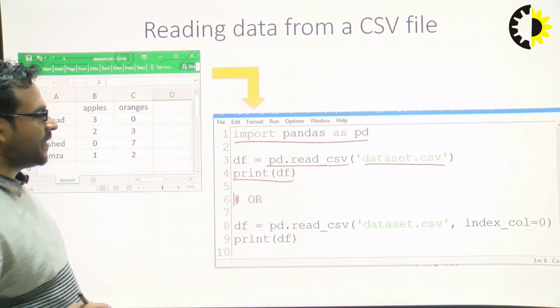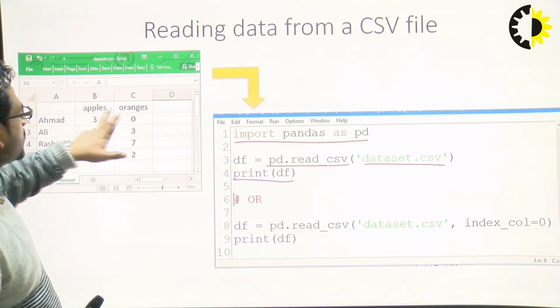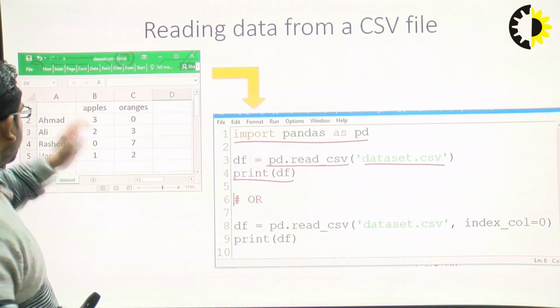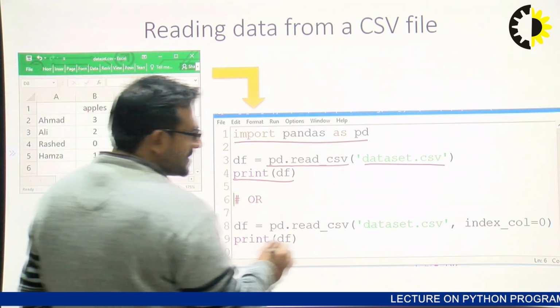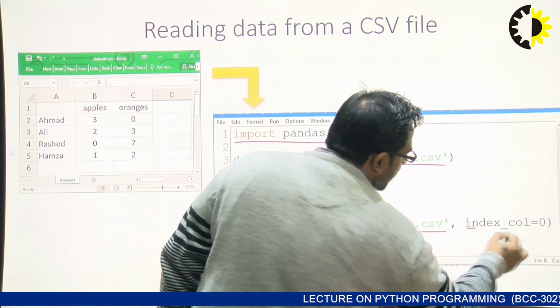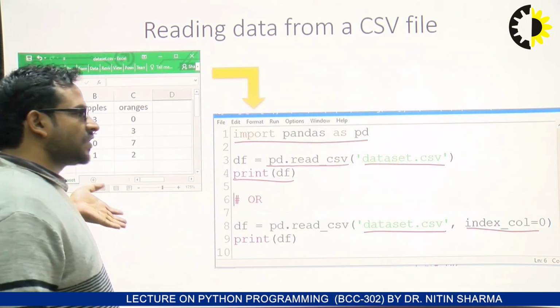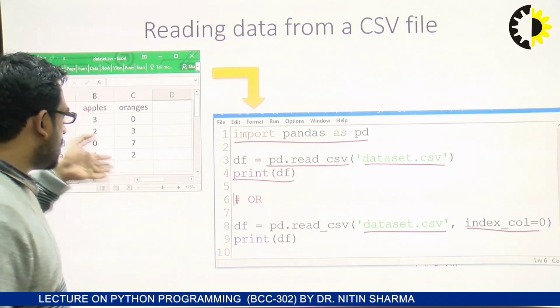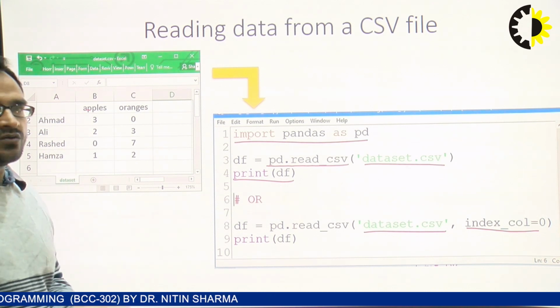When you print the data frame, the data has these columns, apple and orange. These are the data and these are the index values. Another thing is dataset underscore CSV with index_col equal to 0. index_col equal to 0 means it is reading the column at position 0 as the index values, right?